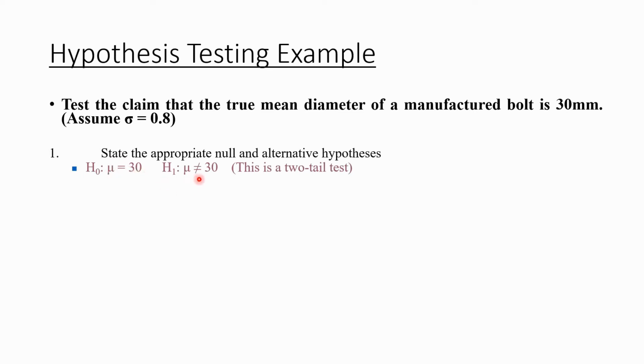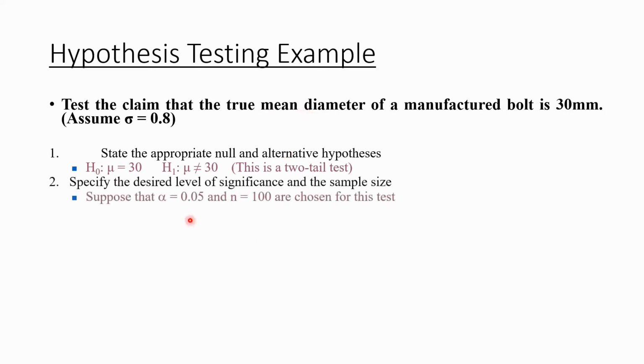How did you identify that? You look at the alternative hypothesis, you see that it is not equal to some value. That means it's either less than this particular value or greater than this particular value. In that case, you have a two-tailed test. The second step is you write down the level of significance and the sample size. In this particular question, ideally the level of significance and sample size should be given. So let's suppose that your level of significance is 0.05 and the sample size is 100.